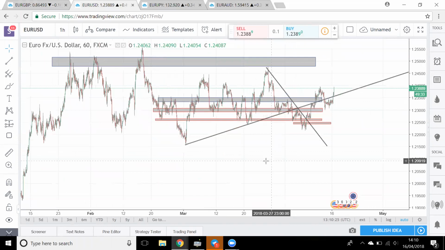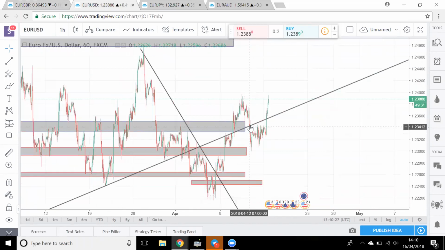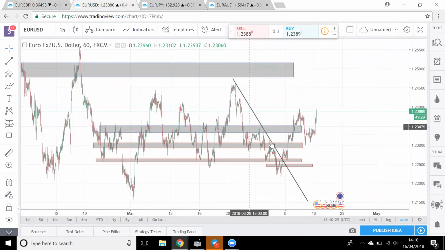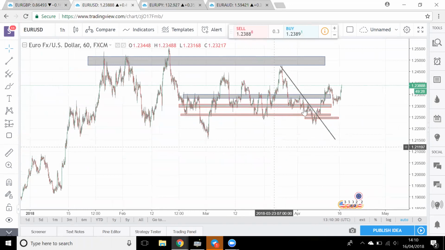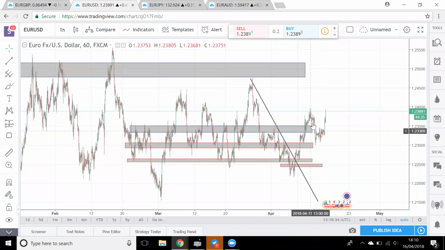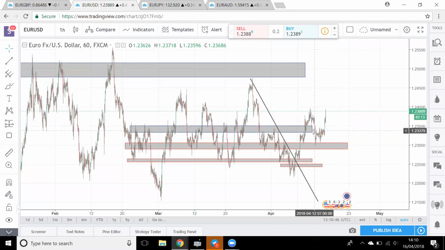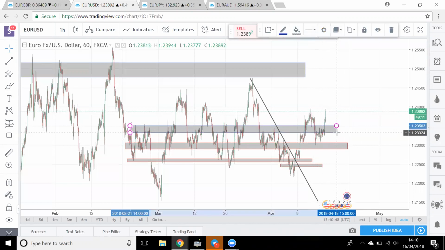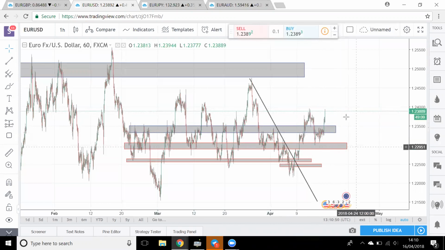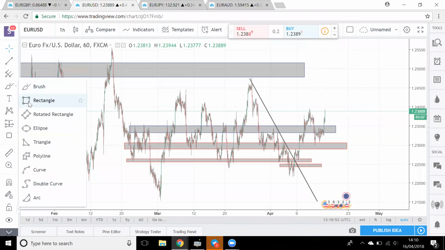Euro USD. We dropped down lower. We came to 1.24, nearly 24. Then we dropped, gained more liquidity. We dropped into this zone here. And then we consolidated between the zones and then we went higher. And now we're at another zone.